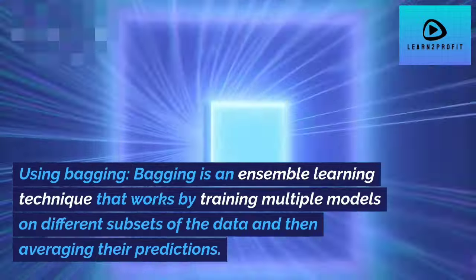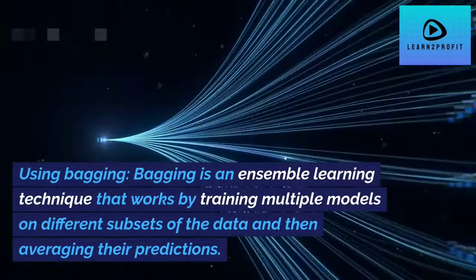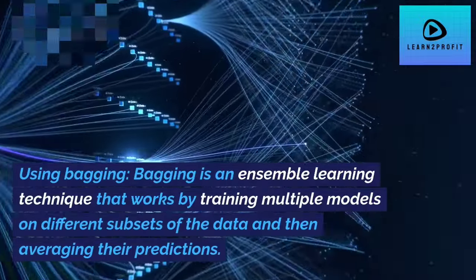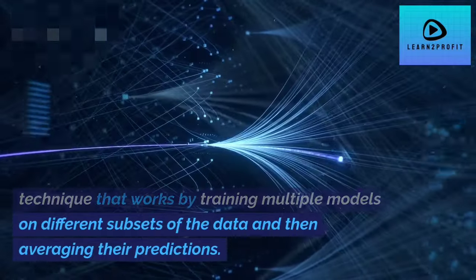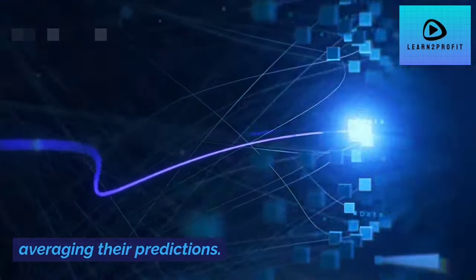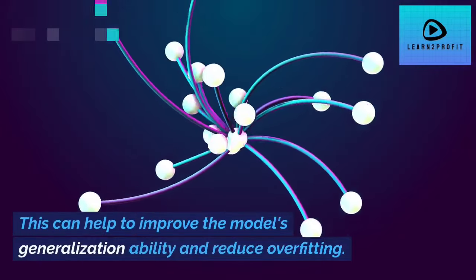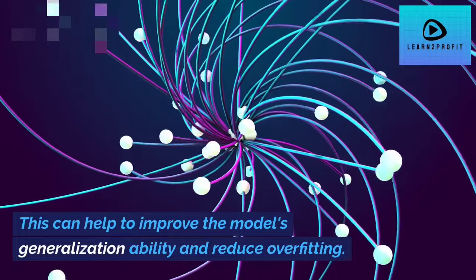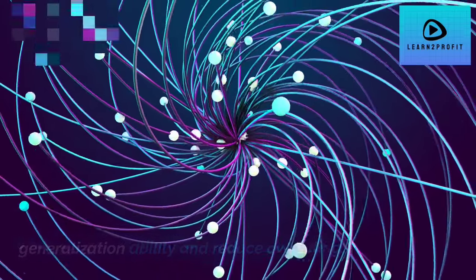Using bagging. Bagging is an ensemble learning technique that works by training multiple models on different subsets of the data and then averaging their predictions. This can help to improve the model's generalization ability and reduce overfitting.